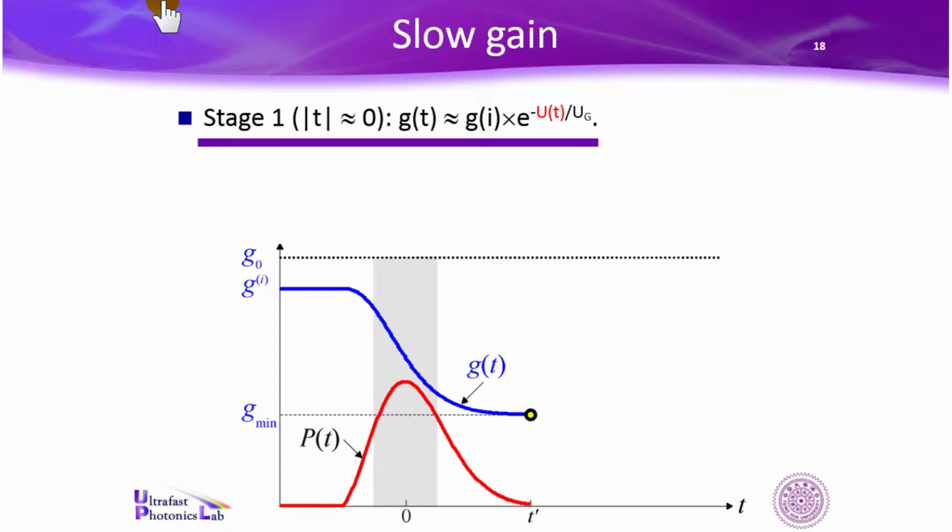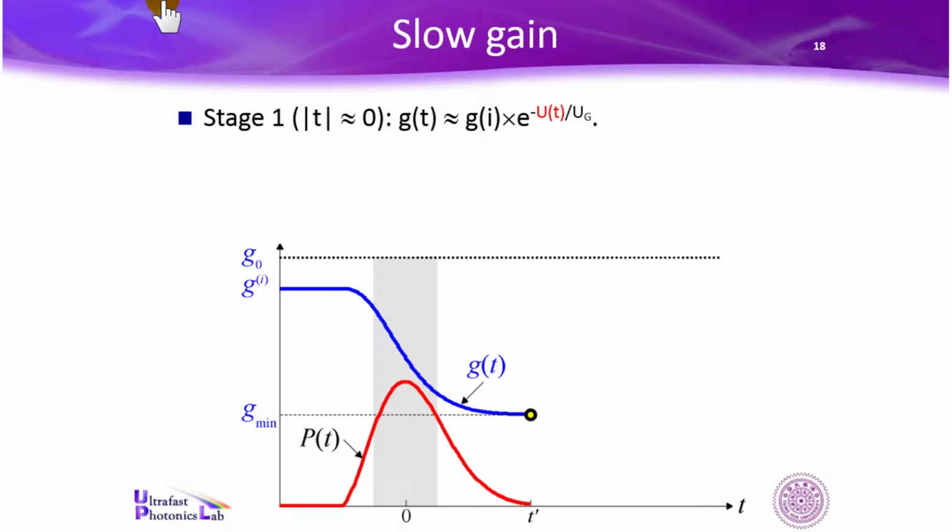Absolute value of t is close to 0. That means this area, around the pulse peak. In this area, our conclusion is like this. The gain as a function of time is about g, this is a typo, g superscript I, the initial gain, which is denoted here, times an exponential decay function, where the exponent is the cumulative pulse energy, U of t, over the saturation energy, U sub g. It's derived in lesson 3.